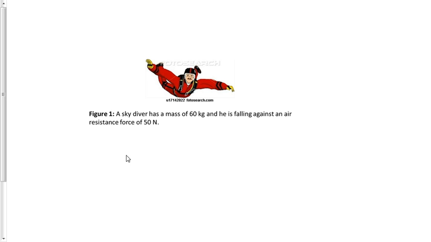When an object falls in air, it will experience some air resistance force. So in this example, we do have gravity pulling downwards on the skydiver and an air resistance force upwards. If the person is still accelerating, these two will not be equal to each other. Our net force is as follows.